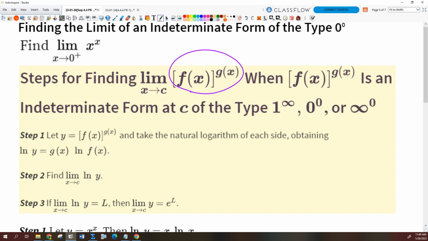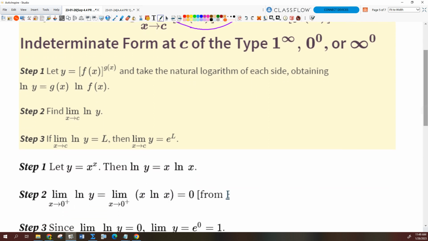We use logarithmic differentiation, right? That's what we're going to do here. We're going to do the same kind of thing. Our first step is, if we just call this power to a power y, then we're just going to take the log of y, right?